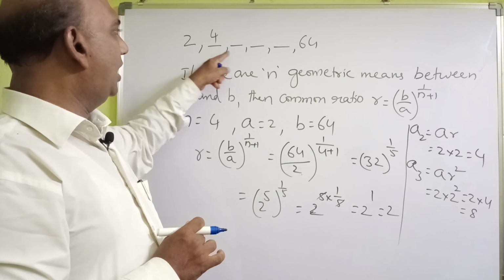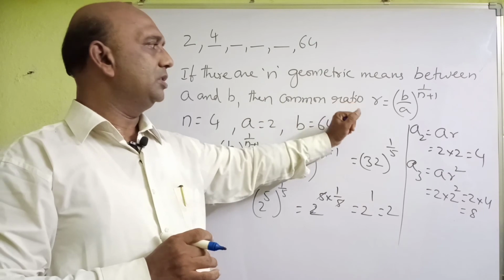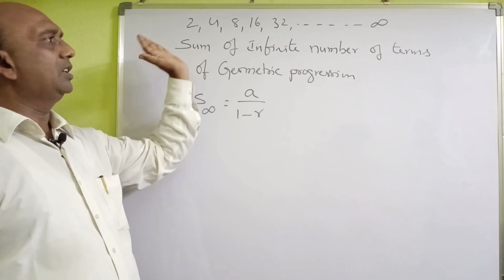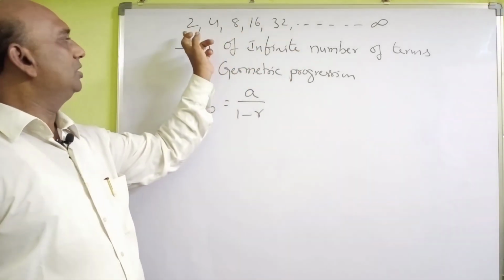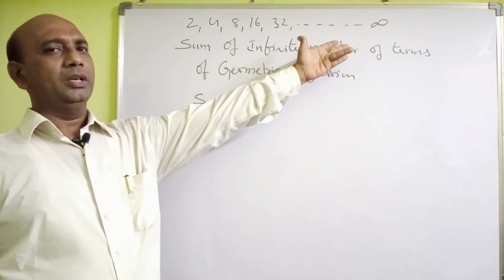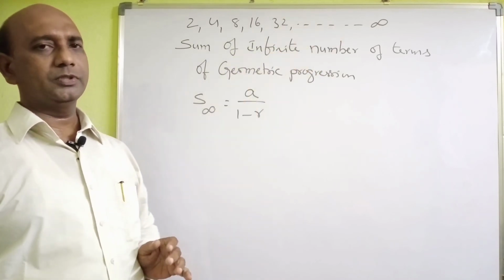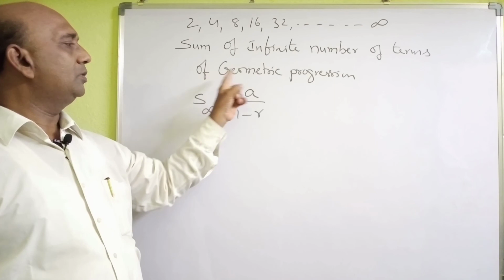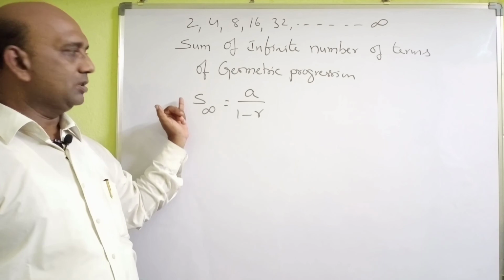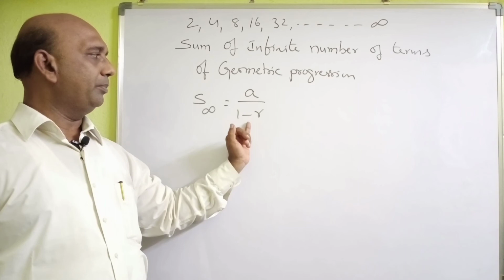So this will be asked like this: if there are n geometric means between a and b, then common ratio r is equal to (b by a) whole to the power of 1 by n plus 1. Now let us find the sum of infinite number of terms. So this is the progression given: 2, 4, 8, 16, 32 and so on. If you are asked to find the sum of infinite terms, the sum of infinite number of terms of a geometric progression is denoted by S infinity, that is equal to a by 1 minus r.